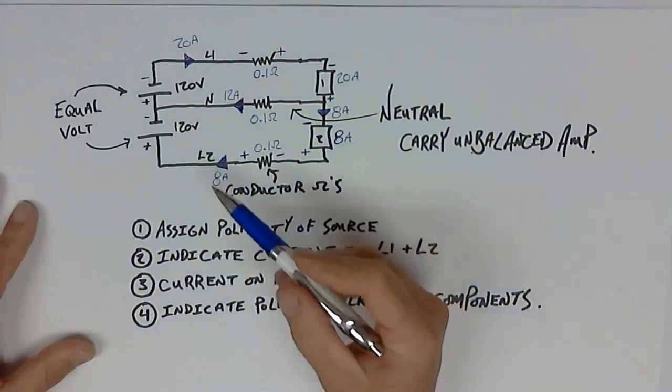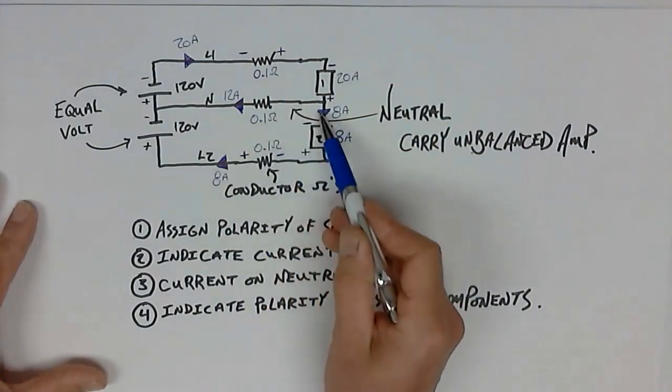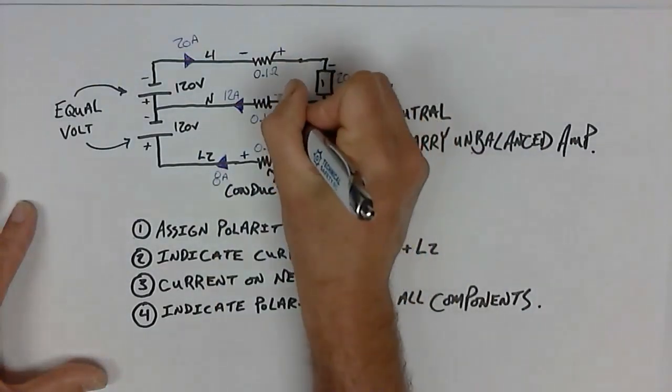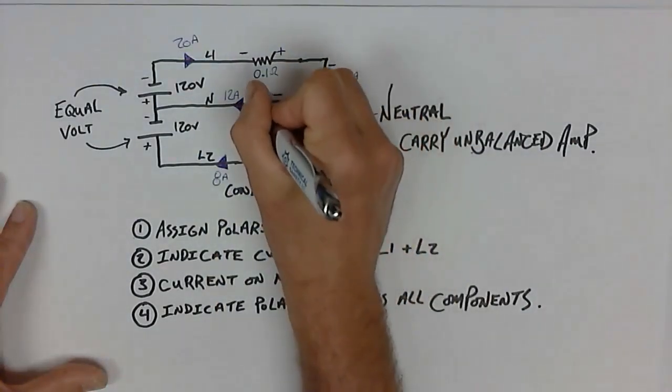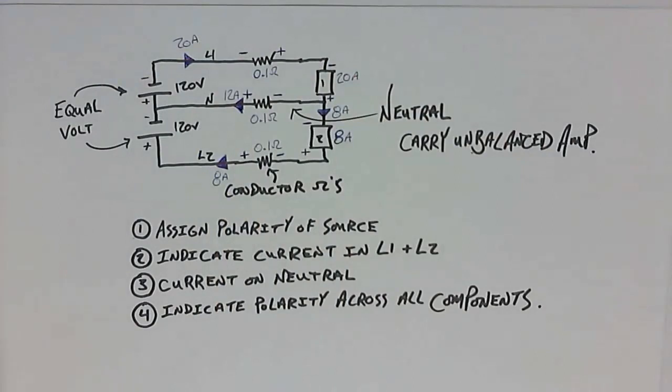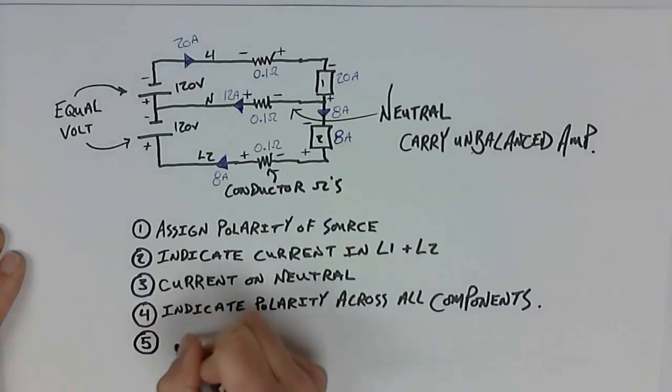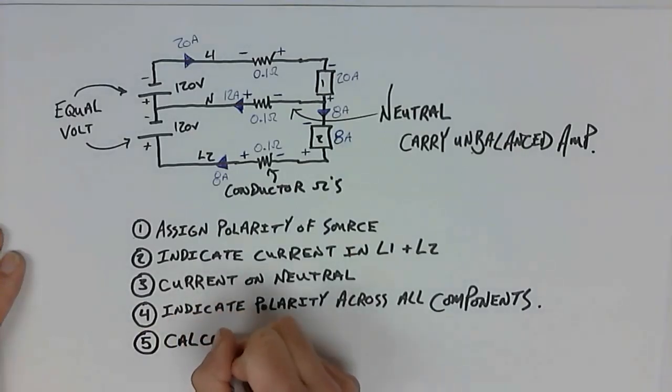And finally, we get to the neutral conductor. Again, the direction of current flow indicates polarity, negative, positive. Okay, final step, well, almost final. Step 5, calculate line drop.